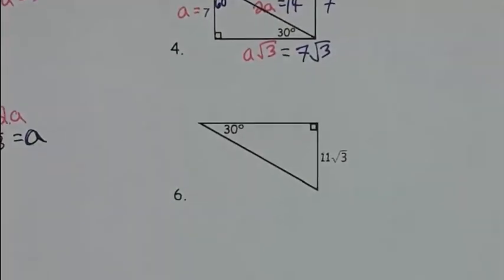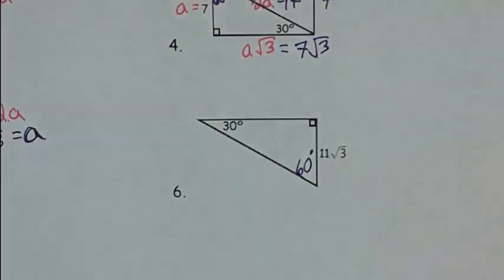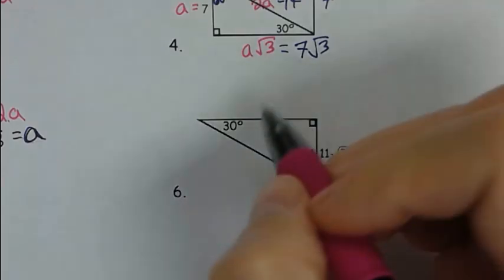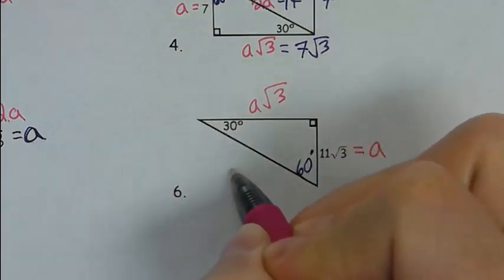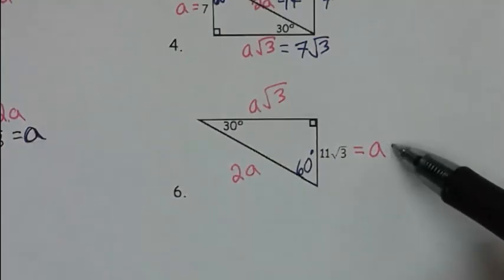So we have number 6. Like before, fill in our missing angle of 60 degrees and then fill in our pattern. Across from 30 degrees is our A, 60 degrees is A root 3, hypotenuse is 2A. Now, we have our A already. So right there, that should make things easy.